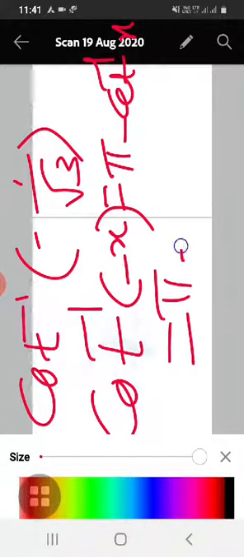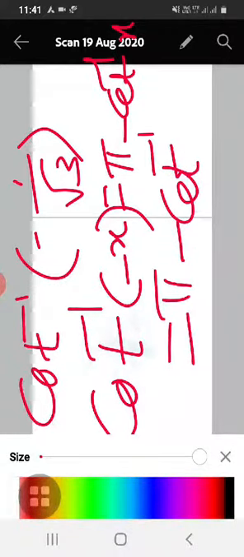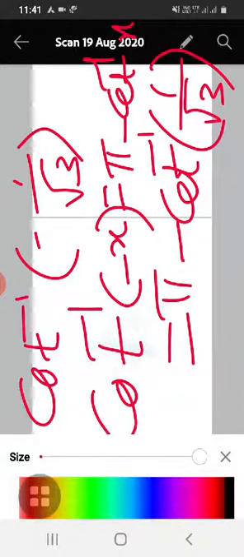So I can write that as pi minus cot inverse of 1 by root 3. This is important. Pi minus cot inverse of 1 by root 3, if I use the property. I will do it in the next step.